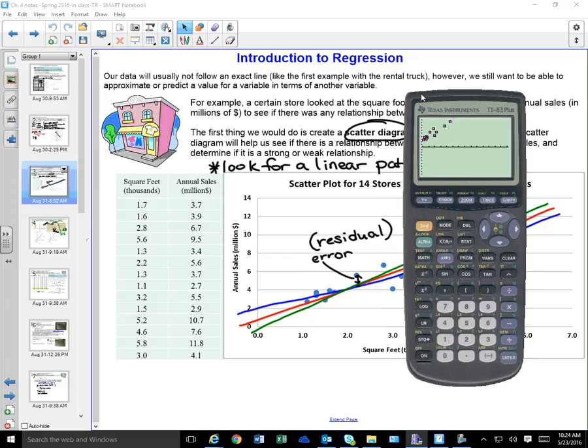Okay, so you see here, you kind of see it, but I'd rather have it centered in the middle of the screen. The easiest way to do that again is to go to zoom, and number 9 is zoom stat. So we're going to do that. Oh, and that looks much better, right?